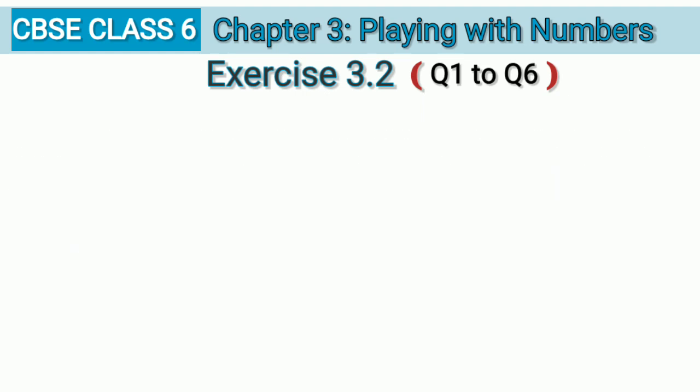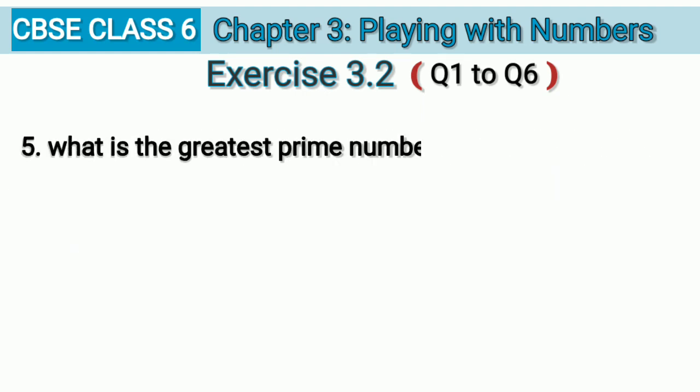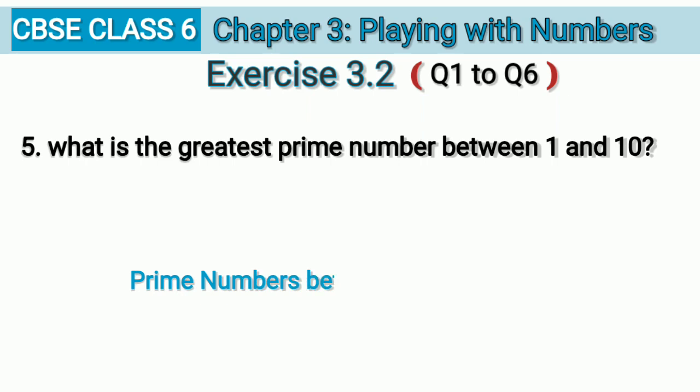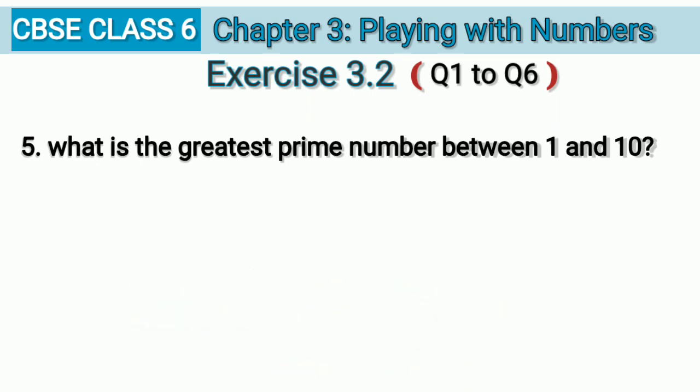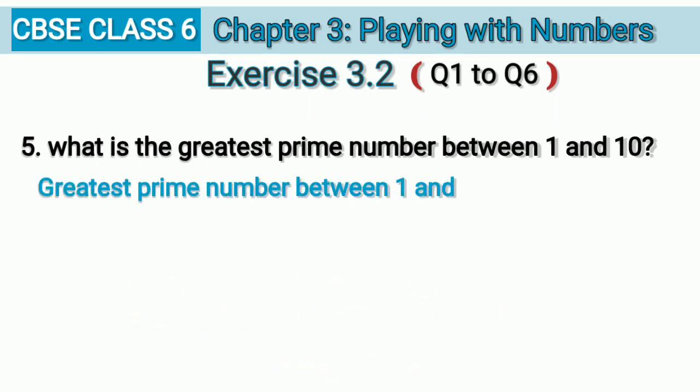Our next question is, what is the greatest prime number between 1 and 10? Let us write the prime numbers between 1 and 10. Prime numbers between 1 and 10 are 2, 3, 5 and 7. And the greatest number among these is 7. So the greatest prime number between 1 and 10 is 7.